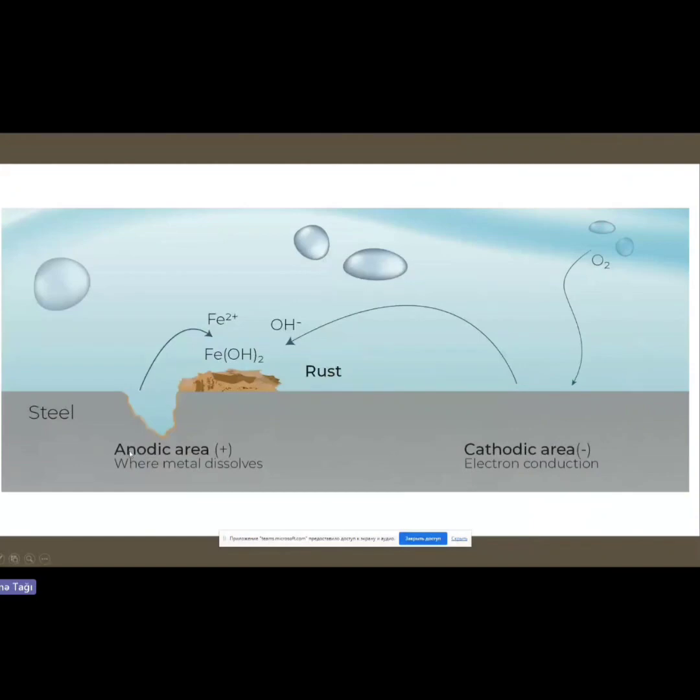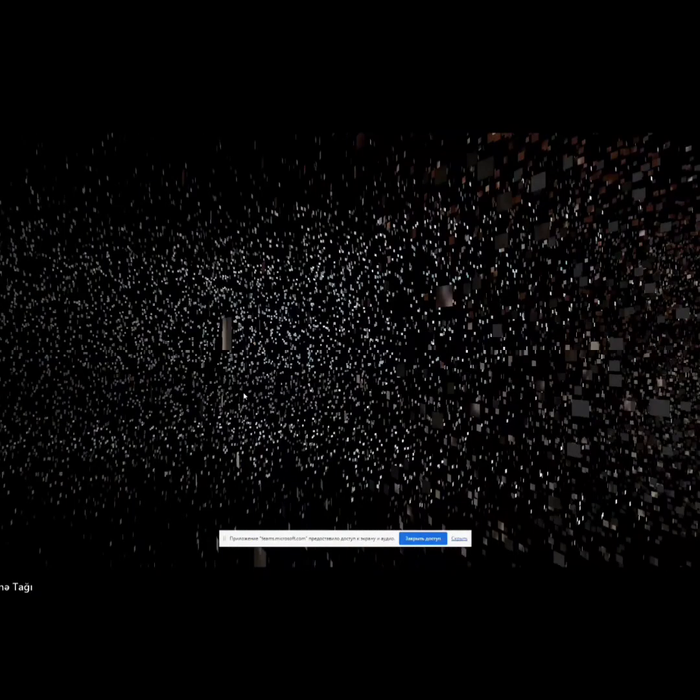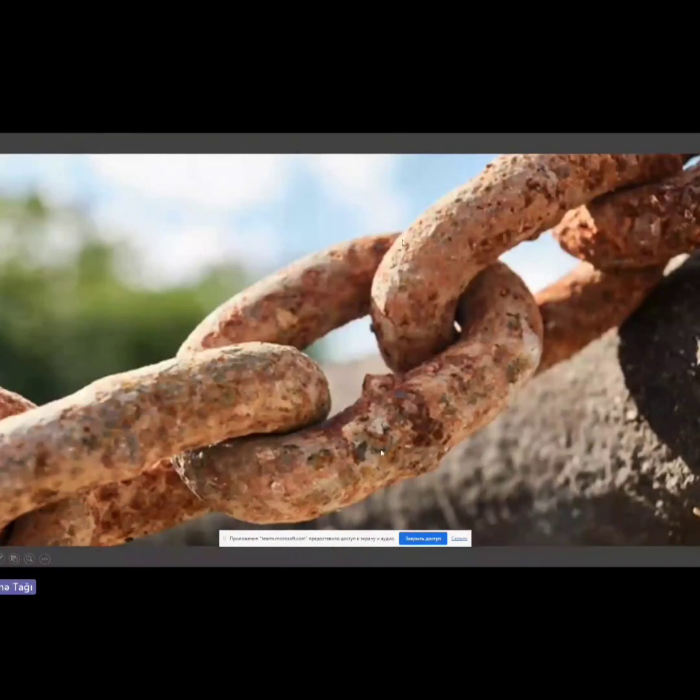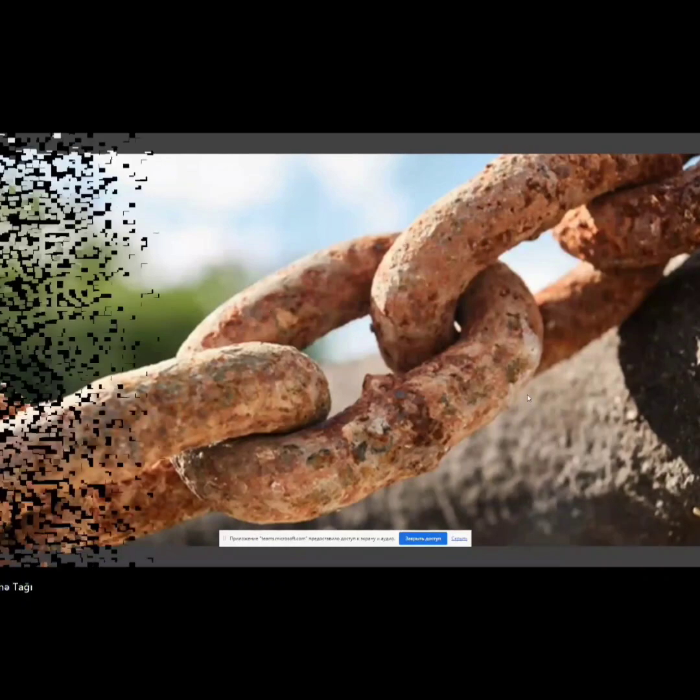So what happens? This part starts giving electrons, and this part starts gaining electrons. This part oxidizes, this part reduces. So here we get rust. So this is called rust, and metal gets destroyed. You see, it's rust. The rusted metal is already destroyed. It's a result of corrosion.